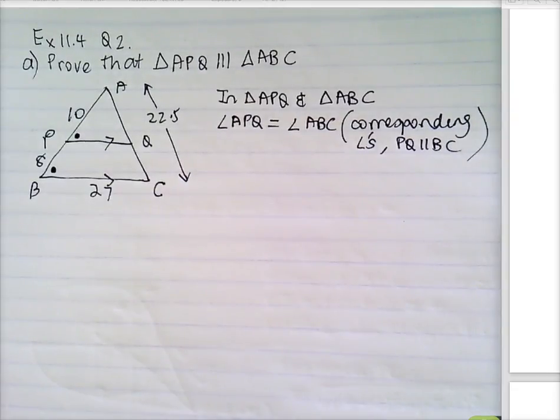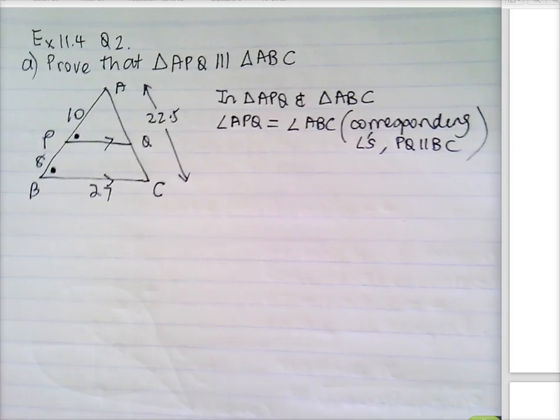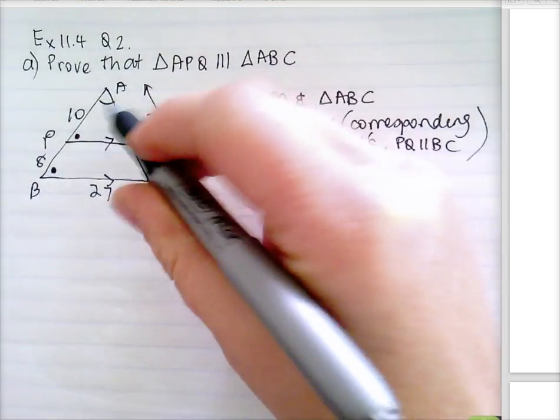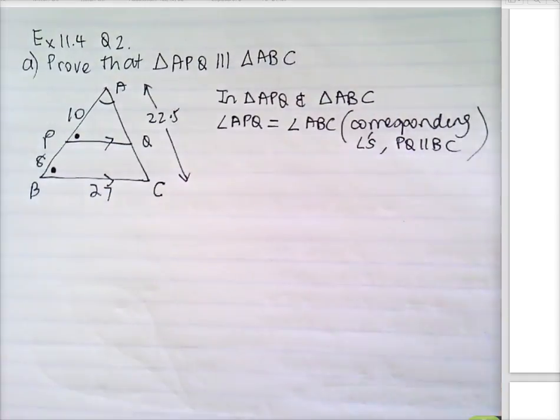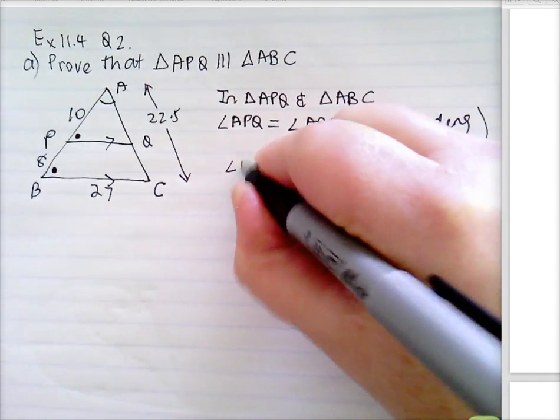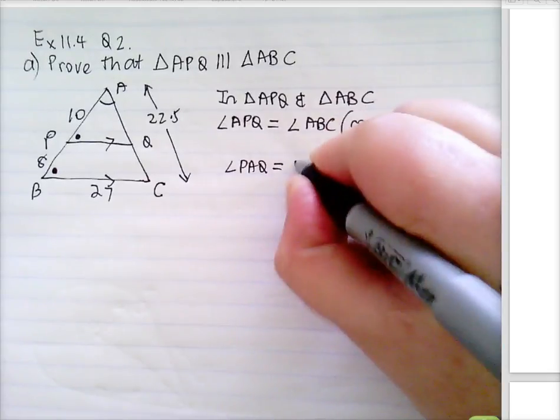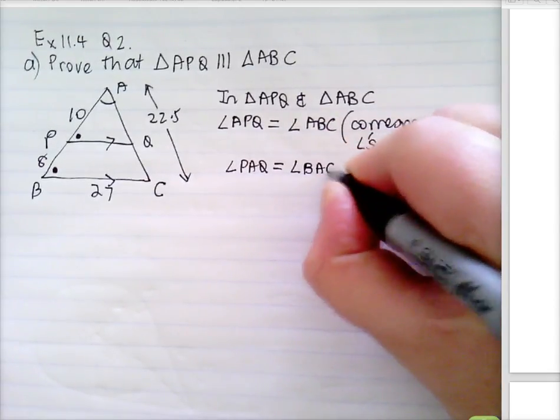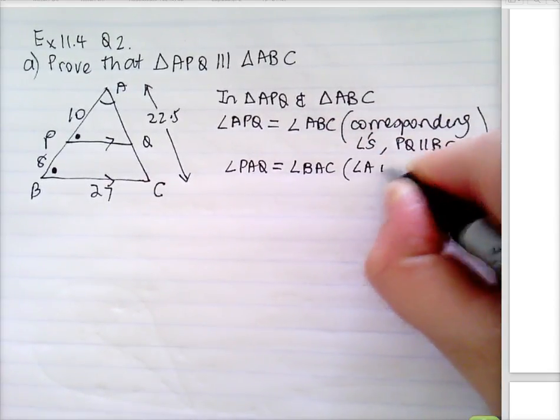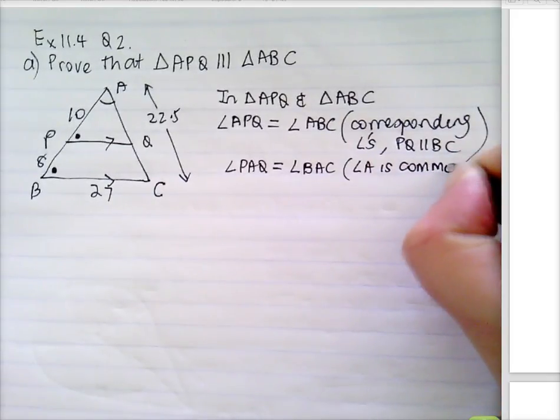Girls, what else can we say? Angle BAC equals angle PAQ. Good. This angle up here, if I was to draw the two triangles separately, what's the reason for that one? Yeah, so angle PAQ is equal to angle BAC, and the reason is that angle A is common. It's the same angle for both of them.